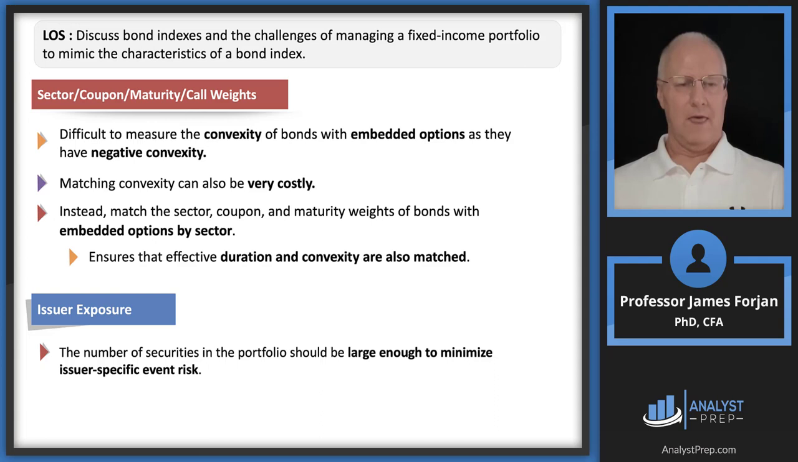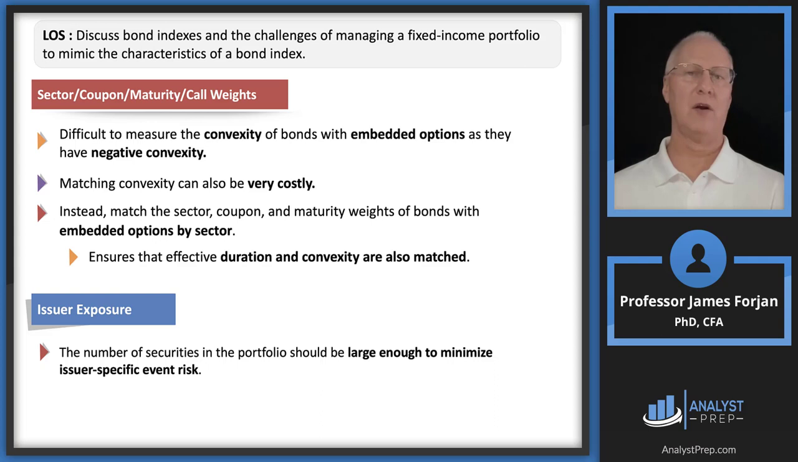How about issuer exposure? Large enough to minimize issuer-specific event risk, like a bankruptcy. So we don't want to have a bond in our portfolio that is going to go bankrupt and then impact the entire index.